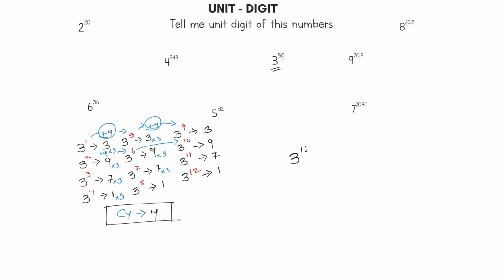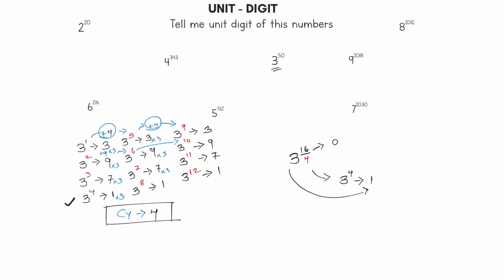What will I do? Divide this 16 by 4. Okay, now check the remainder. What is the remainder that is coming out to be? The remainder is turning out to be 0. If the remainder turns out to be 0, which case do we follow? We follow the last case. Where did we learn this? In the powers of 2, right? So this will be similar to 3 raised to 4. 3 raised to 4 has a unit digit of 1. So 3 raised to 16 will also have a unit digit of 1. And that's how simple it is.